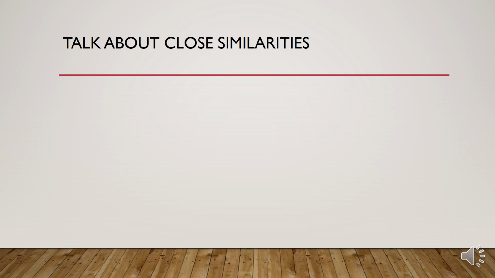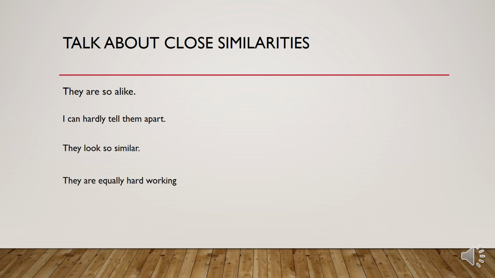So talk about close similarities. They are so alike, I can hardly tell them apart since they are so similar, closely similar. They look so similar. They are equally hardworking. It's the same, equal. They are equally hardworking. Hajar is just as optimistic as Yahya. So Hajar is just as, adjective, as.